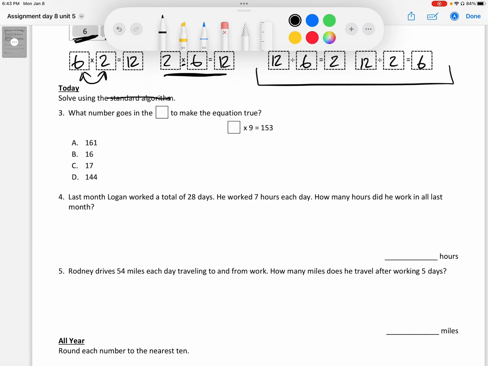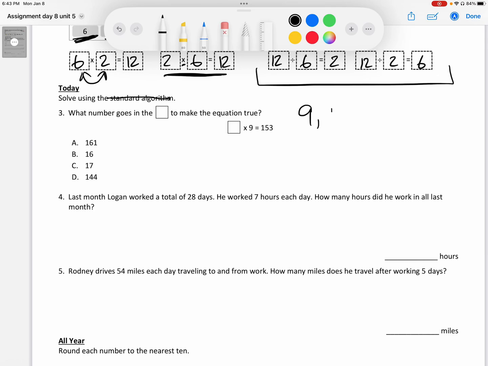For this first one, I'm going to solve it using the area model. But the first thing I need to do is figure out which numbers to try. I could sit here and ask, how many 9s do I need to get to 153?